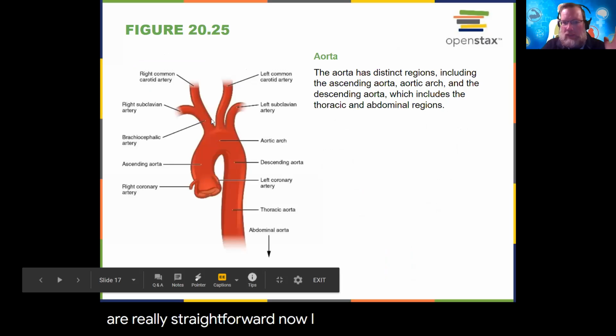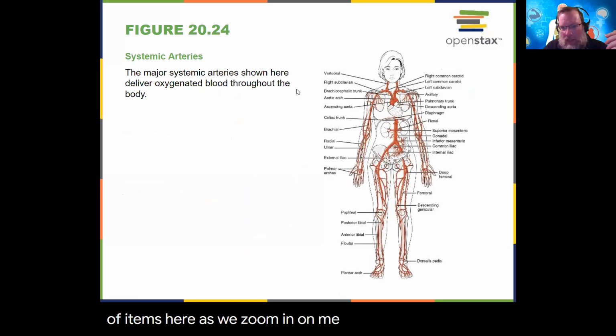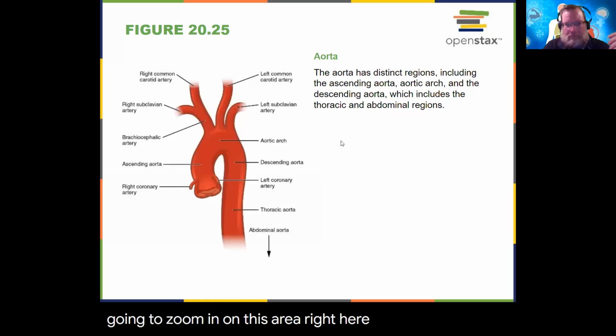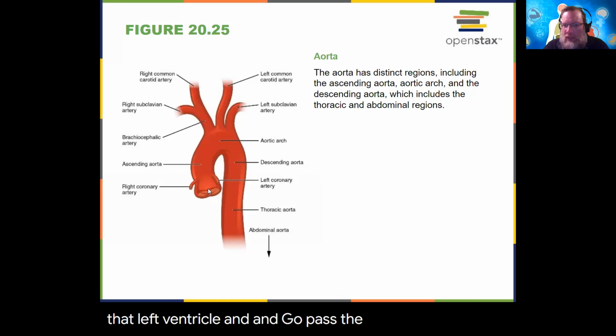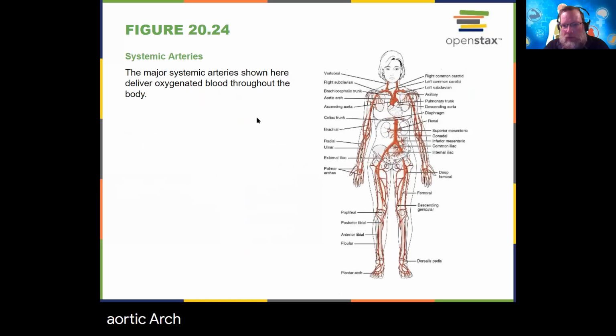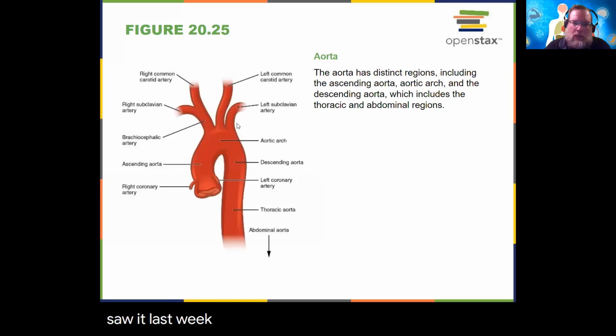Now, I do want to discuss a couple of items here as we zoom in. Let me go back here. We're going to zoom in on this area right here. Okay, as we leave that left ventricle and go past the aortic semilunar valve, we go into the ascending aorta, and then we have that aortic arch. Okay, so again, you can see that big aortic arch. We saw it last week when we looked at the heart.